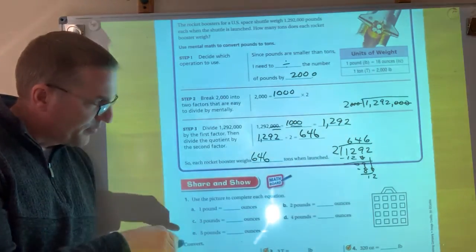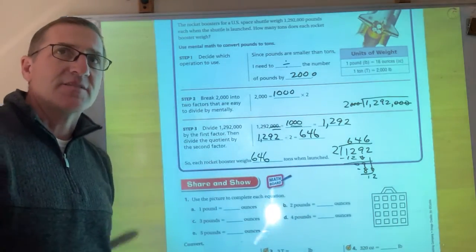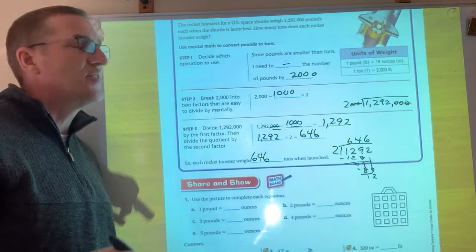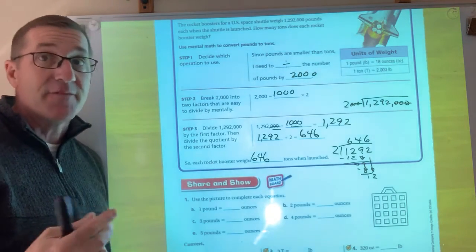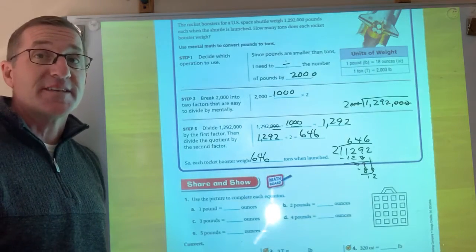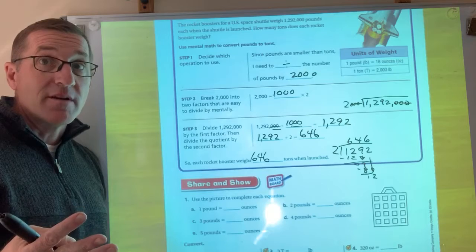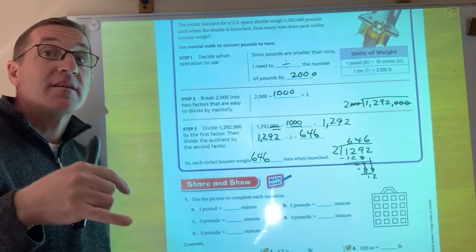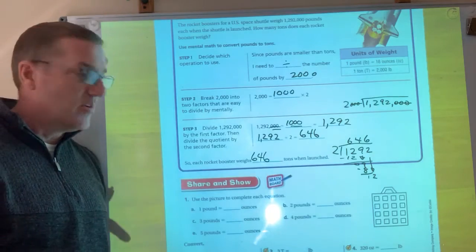So down to this part here, we've got a pound. How many ounces in a pound? 16. So the one thing you have to be kind of good at doing is multiplying and dividing by 16. You kind of got to get familiar with multiples of 16: 16, 32, 48, 64, 80, right? So get familiar with some of those.